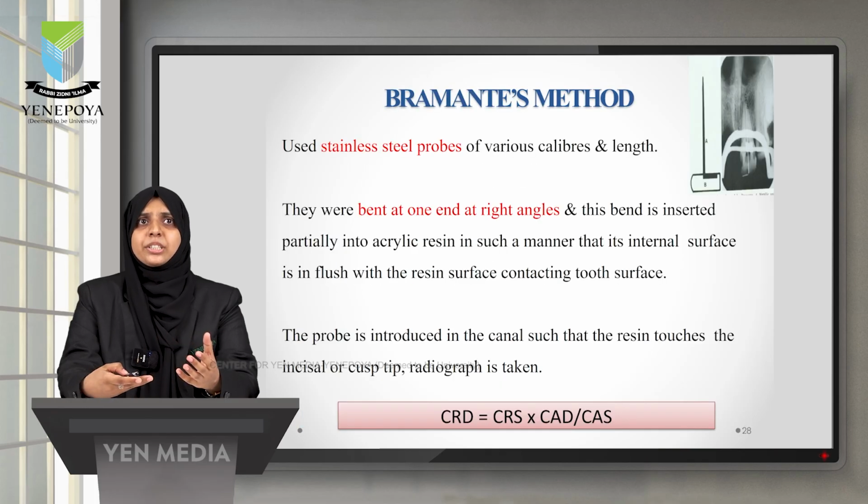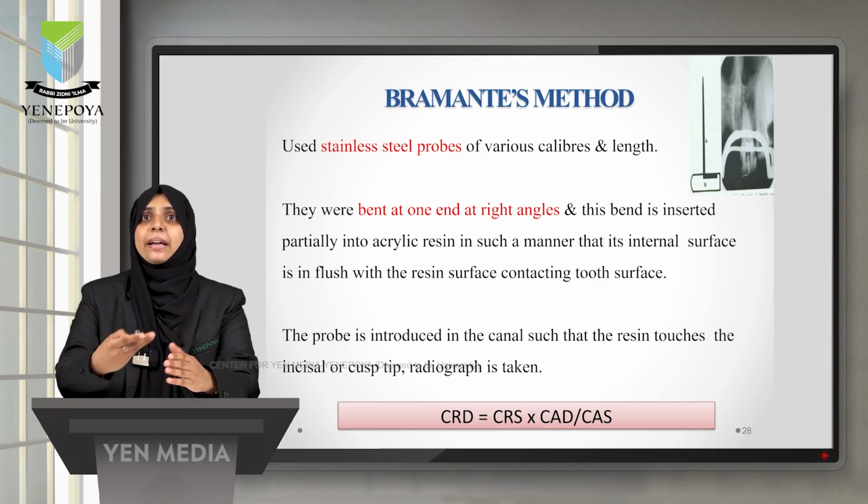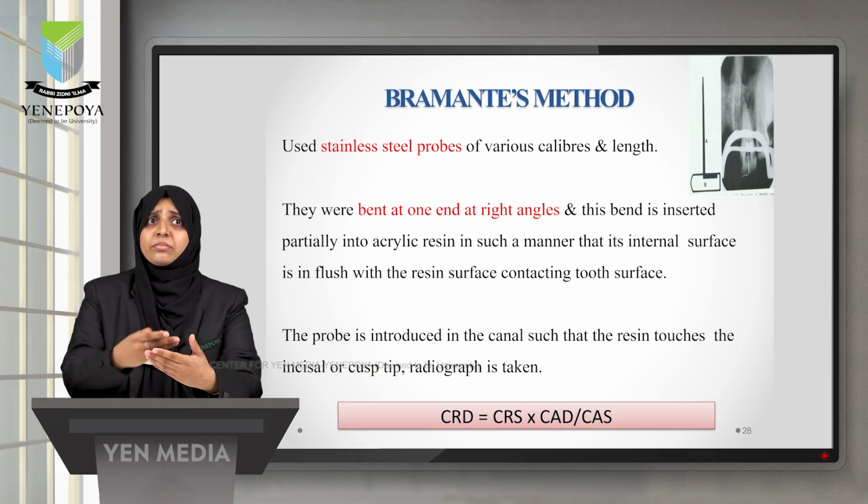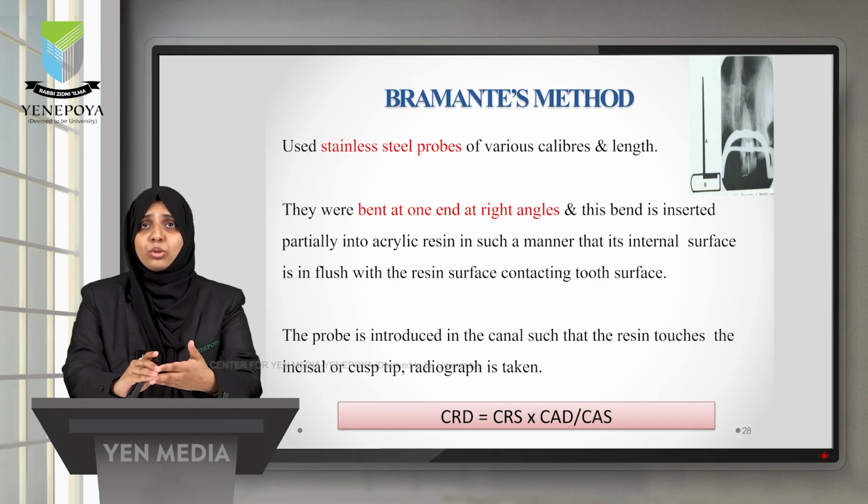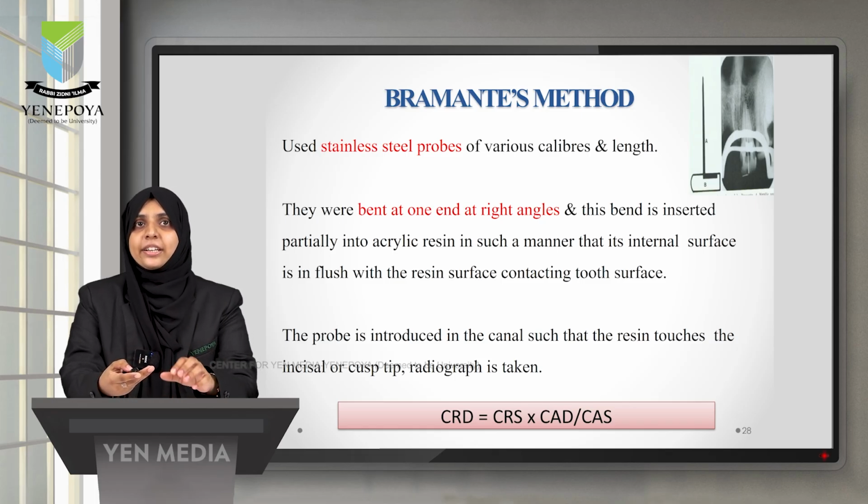Now coming to Bramte's method. In this method they have used a stainless steel probe which has calibrations and various lengths. These probes are bent at a right angle, and bent in such a way that they are inserted partially into the acrylic resin, so that the internal surface is flush with the resin surface containing the tooth surface. The probe is introduced into the canal in such a way that the resin touches the incisal edge or the cusp tip, and the radiograph is taken, and the following formula is used to determine the working length.